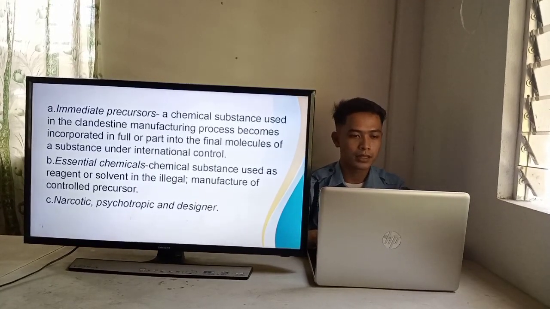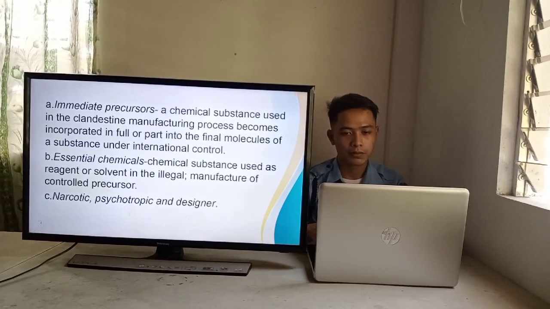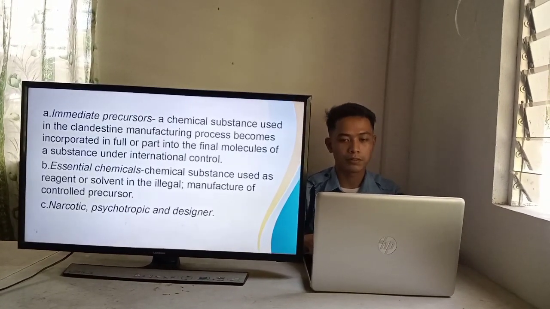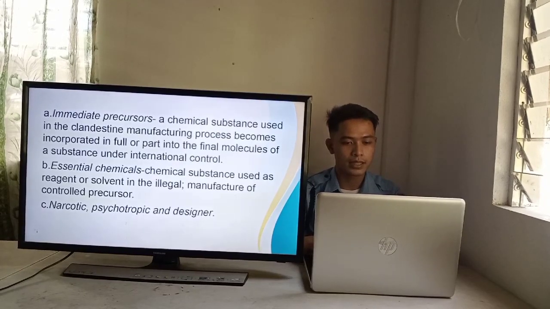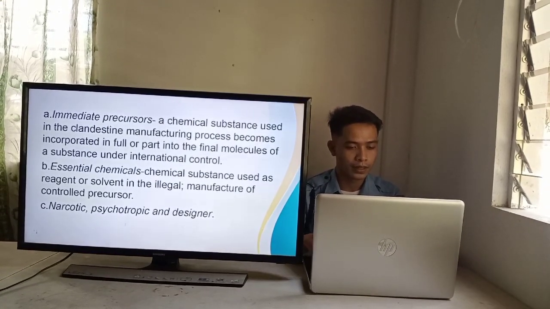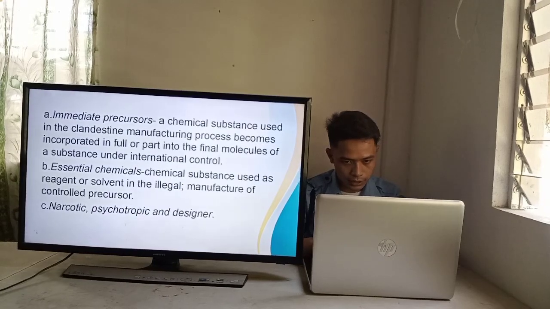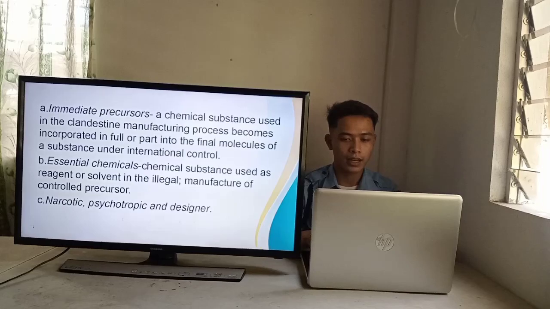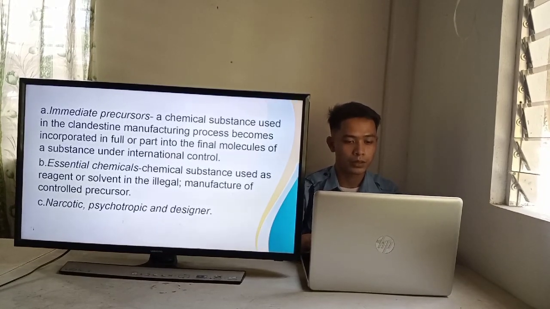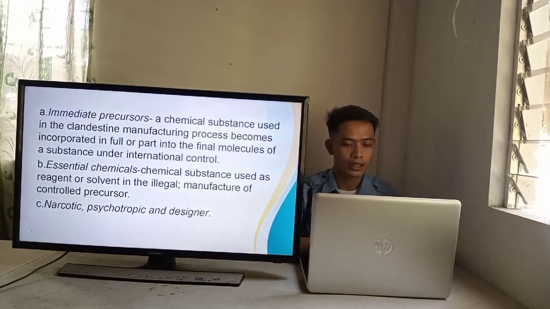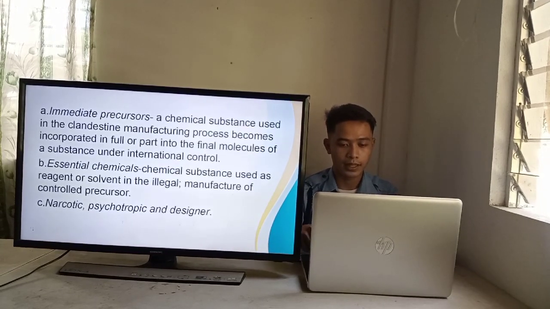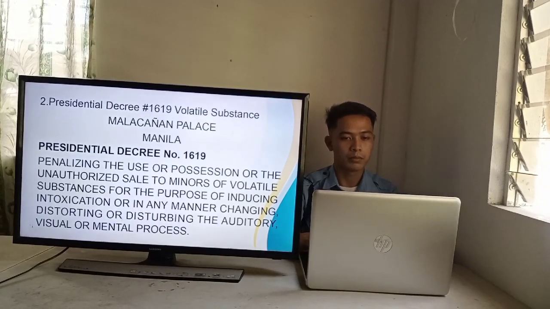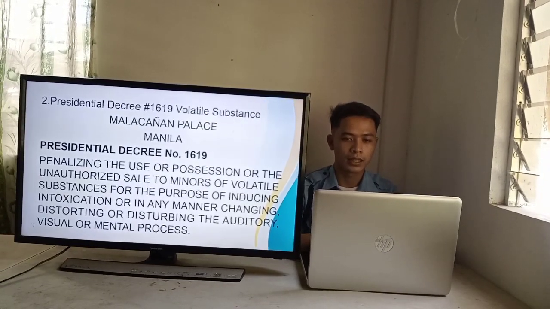The immediate precursors: a chemical substance used in the clandestine manufacturing process that becomes incorporated in full or part into the final molecules of a substance under international control. Next is essential chemicals: chemical substances used as reagent or solvent in the legal manufacture of controlled precursors. The last is narcotic, psychotropic, and designer drugs.